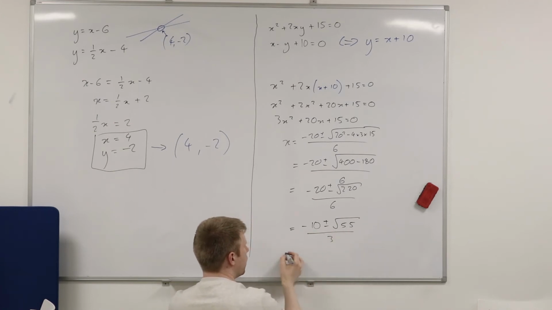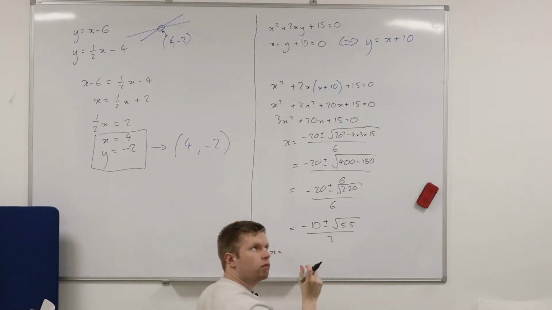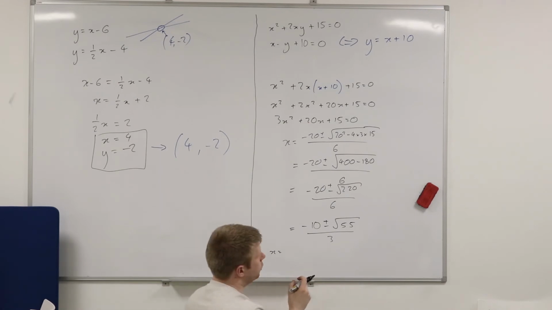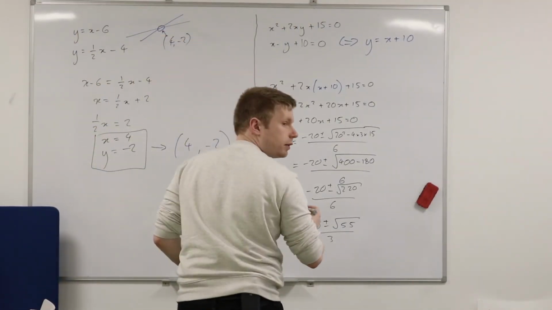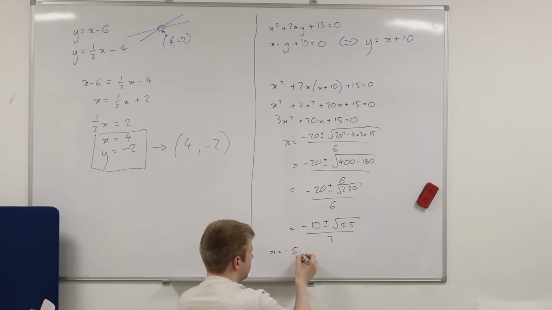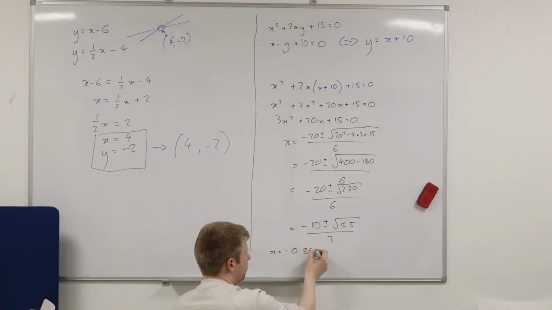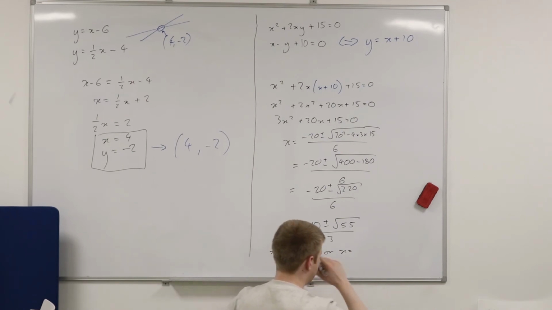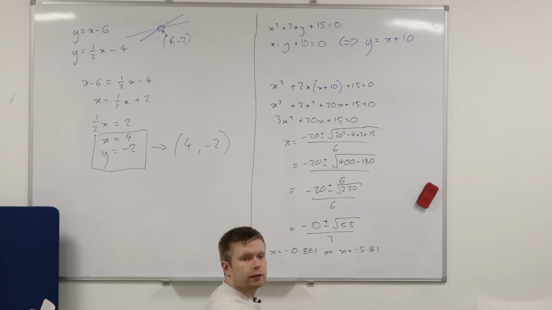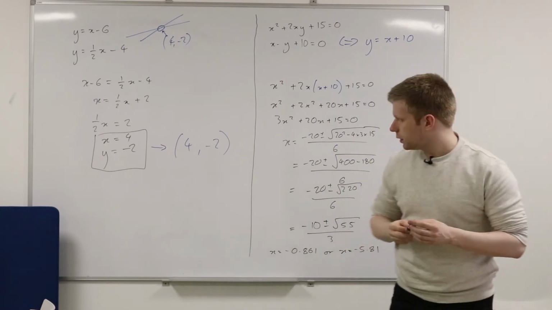Okay. Have you got a calculator to 3 significant figures? Could you do that on your calculator? So you've got negative 10 plus root 55 over 3. You want the decimal? Yeah, exactly. What'd you get? 3 significant figures? One second. Negative 0.861. Negative 0.861. And what's the other one? Or x equals? Negative 5.805. So 805, 8 ones for 3 significant figures. Oh yeah. Yep, good, excellent.